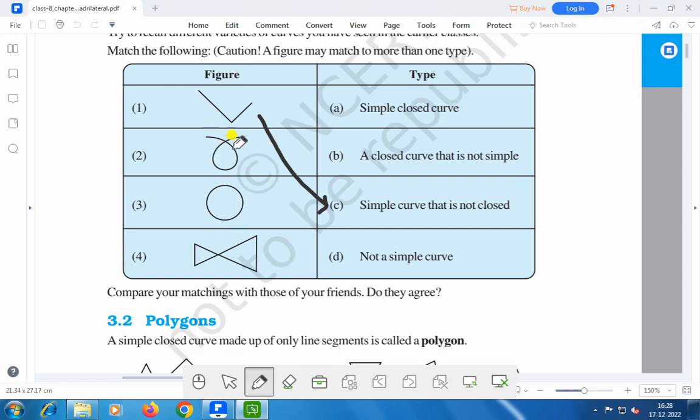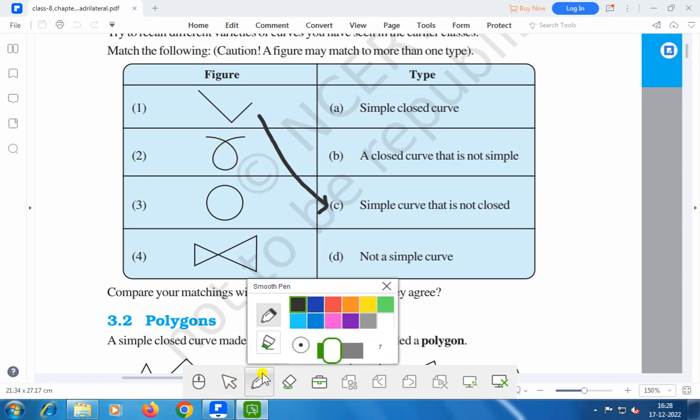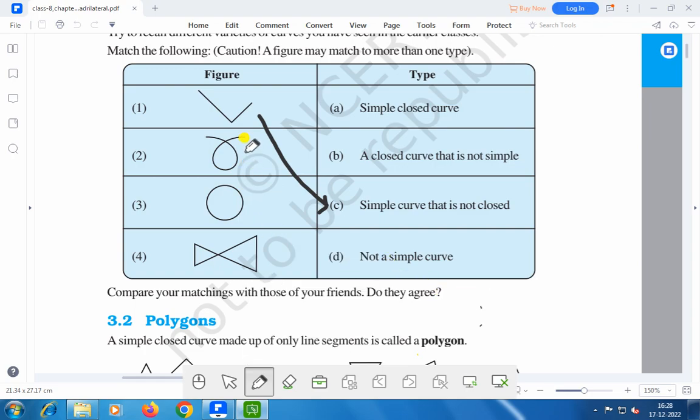And this one you see, it is not a simple curve. Here you see this one. This is not a simple curve, but a non-simple curve.